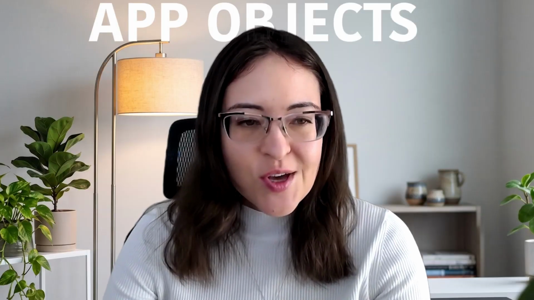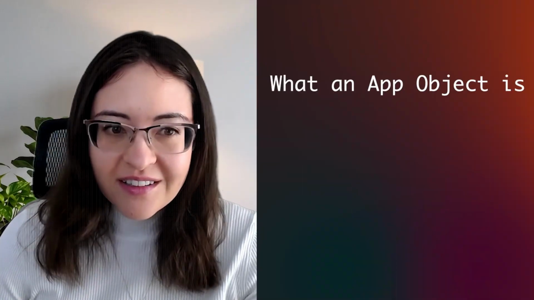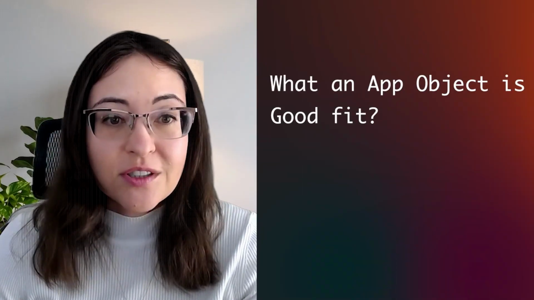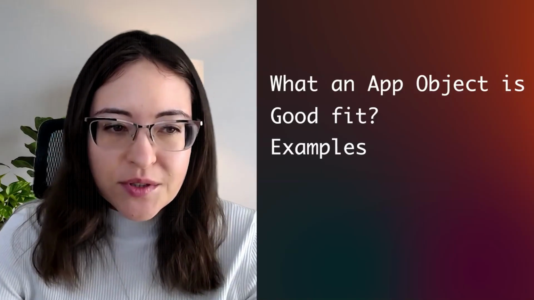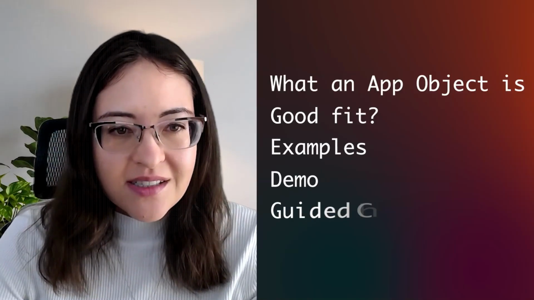And in this video, I'm going to guide you through app objects. We will cover what they are, when they're a good fit, when they're not. I will show an example or two and demo of how to apply for access and end it with a guided checklist.